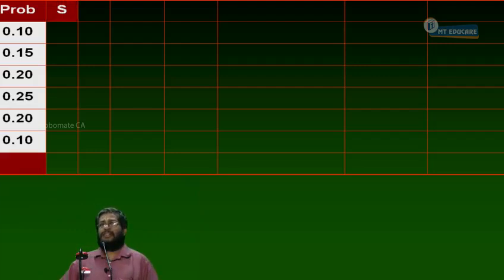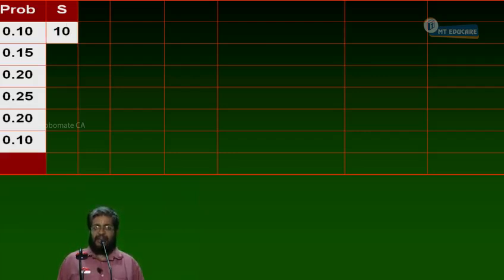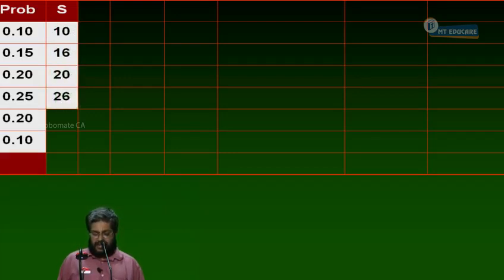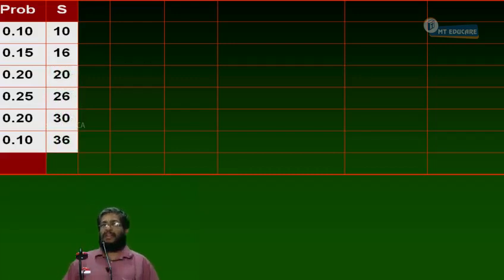Second item is the security. I call the security share as Y. What is the expected return of Y for all these 6 scenarios? Tell me. 10, 16, 20, 26, 30 and then 36. Okay, written or not?